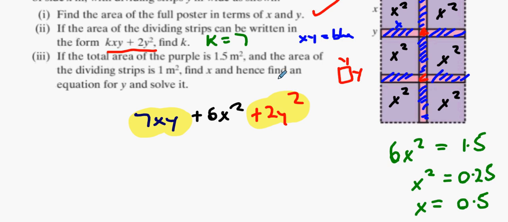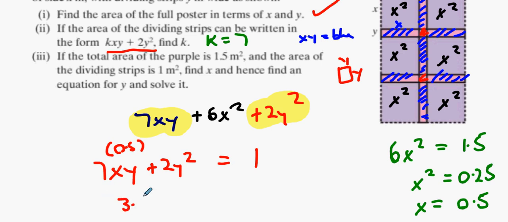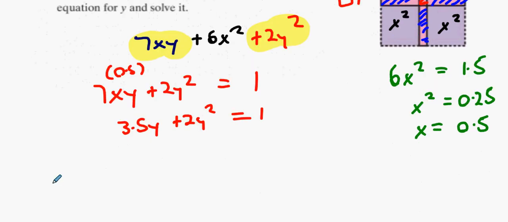And what does it say about the pink strips? What's the area of all the pink strips combined? 1. What do we know about the x value? And what's 7 times 0.5? Yeah, this one's handy. Anybody get that? Is it a minus b formula to solve it? I could multiply by 2, couldn't I?